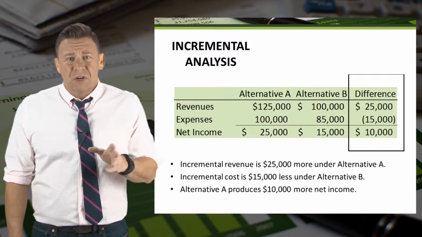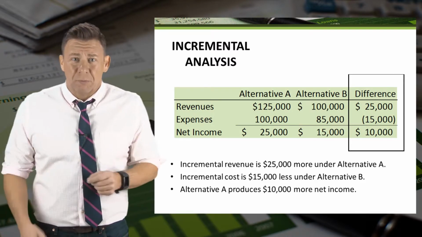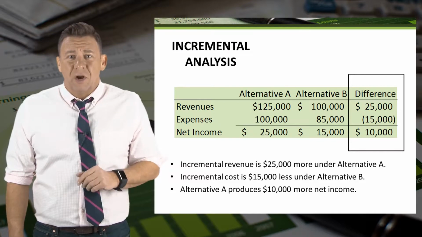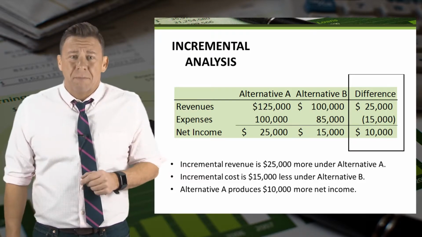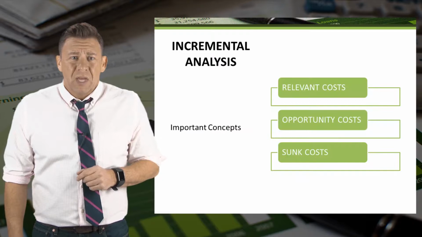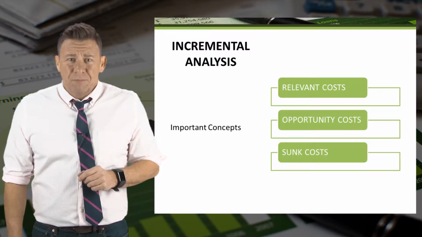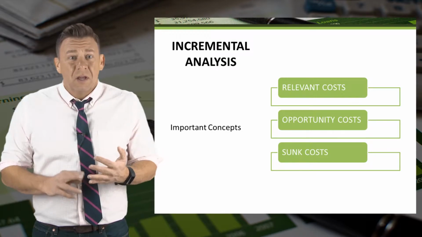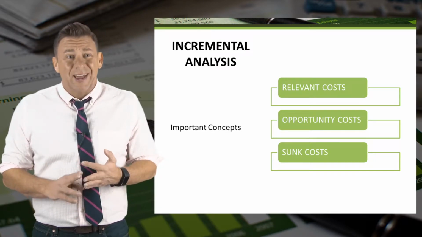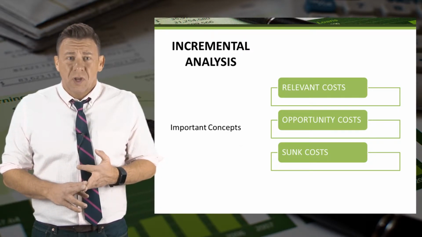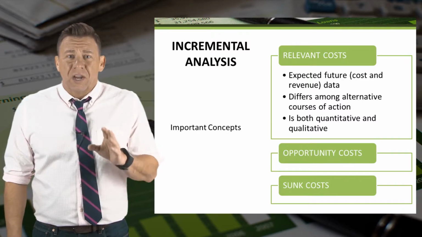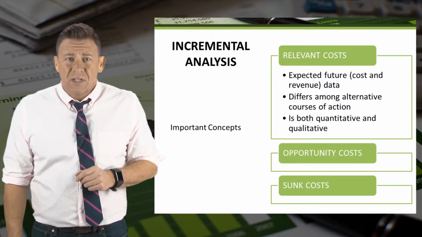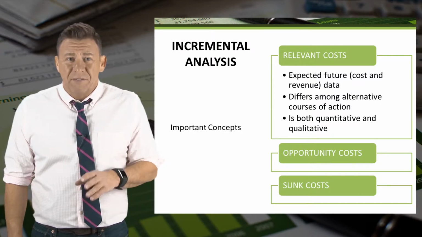This example was so simple, you didn't really need to use incremental analysis to do it. But we want to follow the steps so that we know how to do it when the alternatives become more complicated. In doing incremental analysis, we need to understand some key terms: relevant costs, opportunity costs, and sunk costs. Relevant costs are expected future data that differ among alternatives. They can be both quantitative and qualitative.